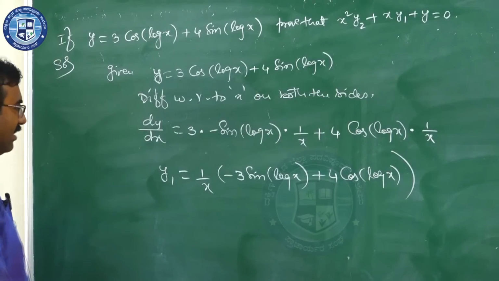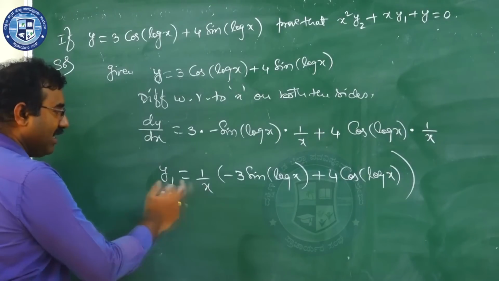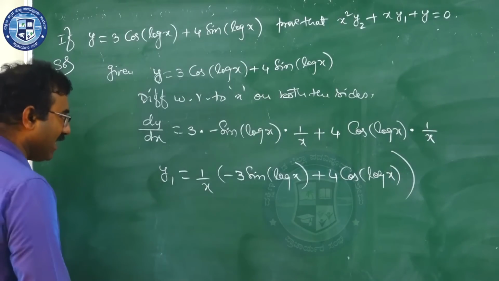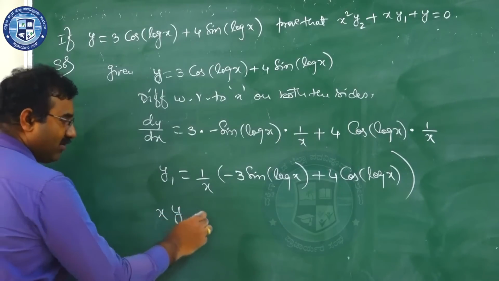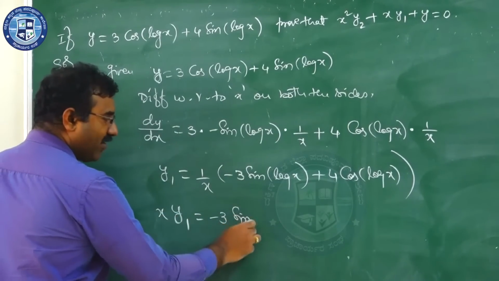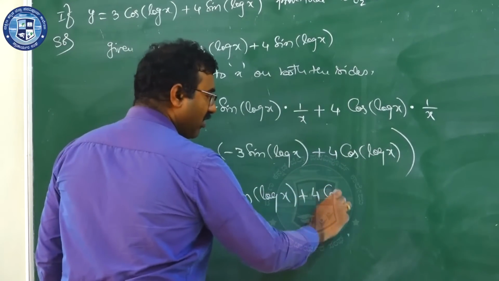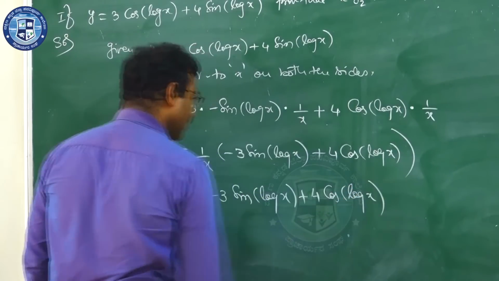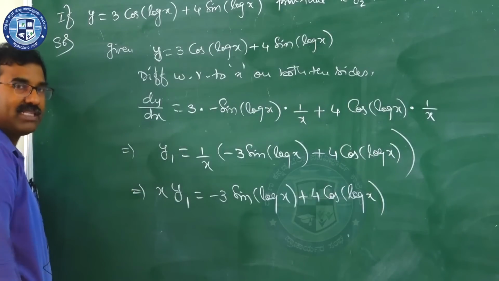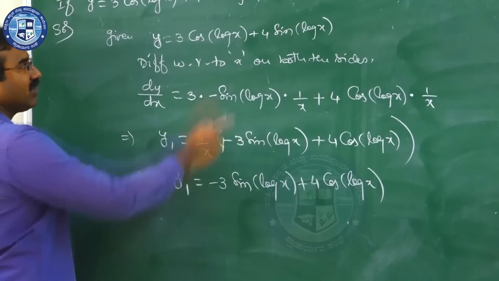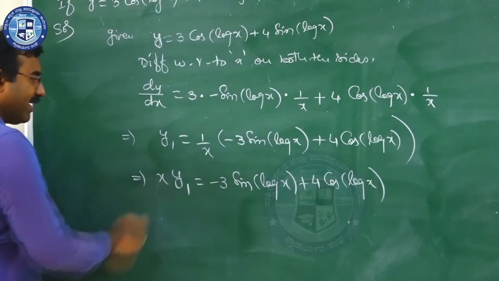Now, what I do is, you bring this x this side, xy1. So what I get now, xy1 is equal to minus 3 sine of log x plus 4 cos of log x. Okay. So, we got like that. Now, again we differentiate with respect to x on both sides, because we need y2 also. y2 means d square y by dx square, y1 means dy by dx.